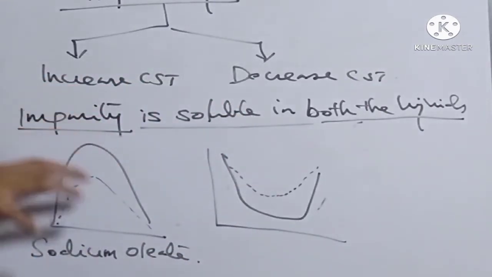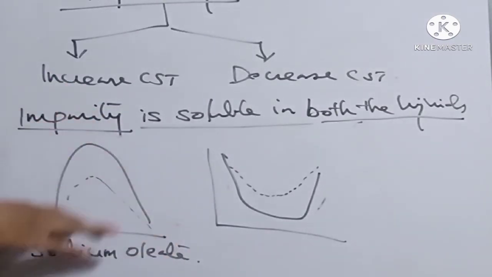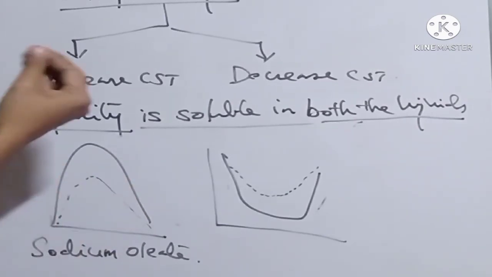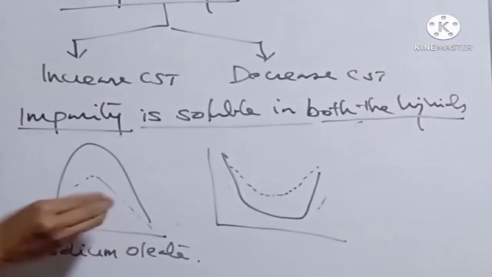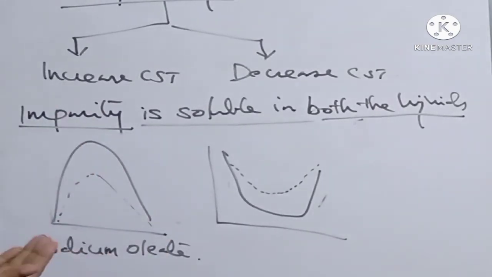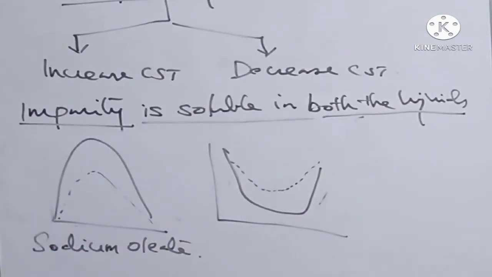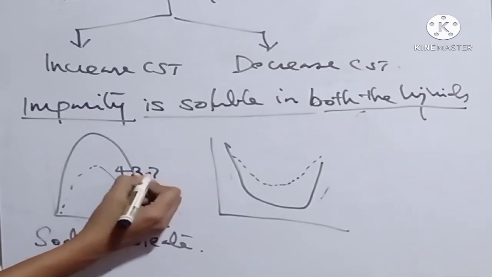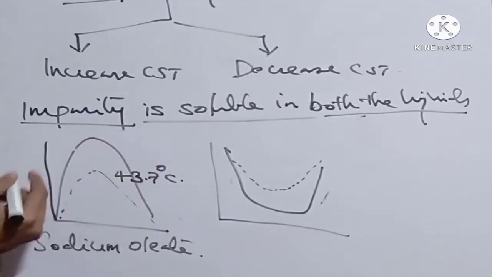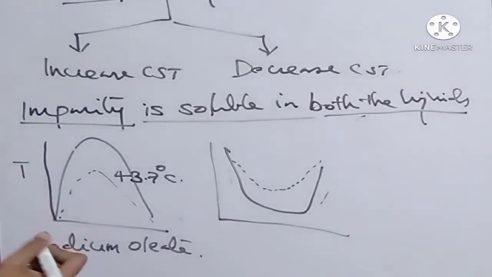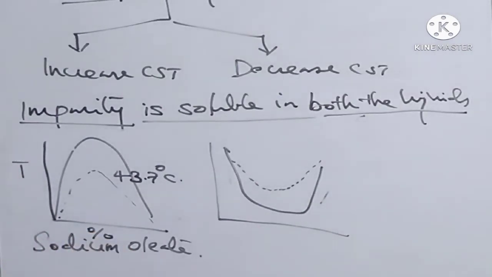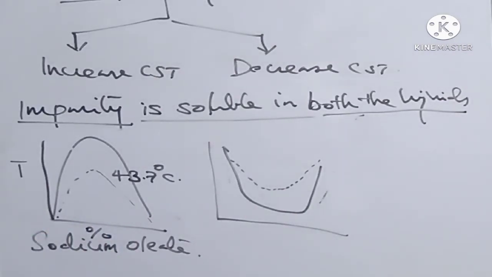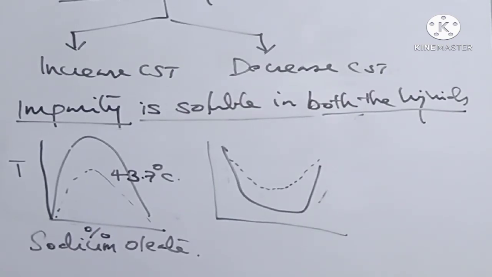That means if the added impurity is soluble in both the liquids, then their miscibility increases. So we have to provide only a little bit of heat energy to completely mix these two liquids. So its miscibility temperature, the critical solution temperature, is reduced to a value of 43.7 degrees Celsius. And here, the y-axis is the miscibility temperature, and in the x-axis it is the percentage composition of phenol. So this is all about the partially miscible liquid system, CST, and the factors influencing CST.